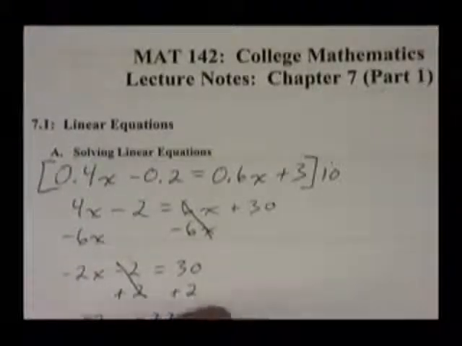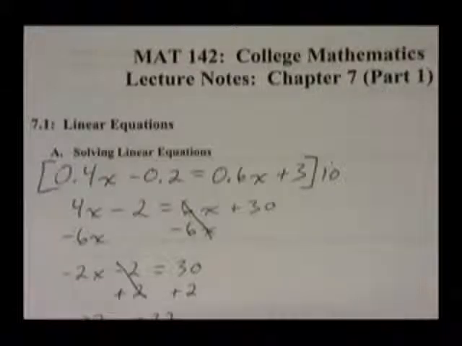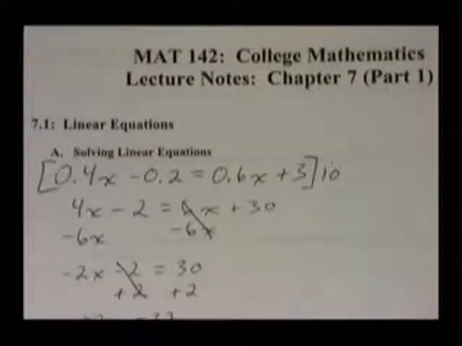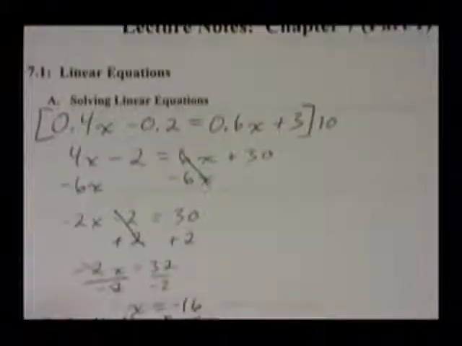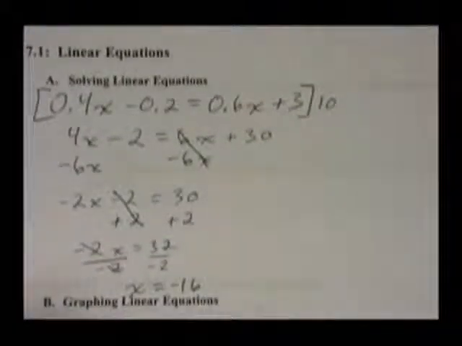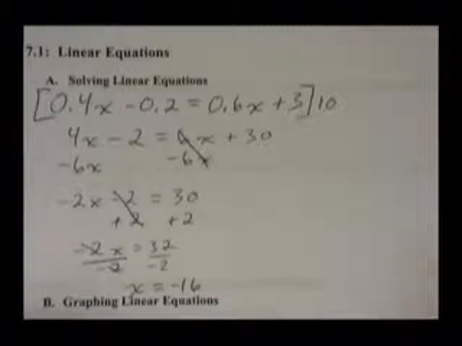Divide by negative 2 to undo this multiplication. And my answer is negative 16. Whoops. There we go, negative 16. Okay, so that's how to solve a basic linear equation.